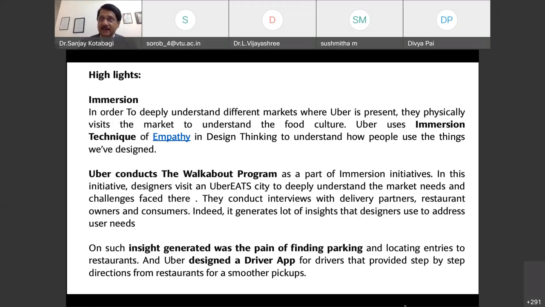Immersion is the deeper level of empathy. So there I understand their pain points very clearly and then provide them a co-created solution. See, there are many challenges Uber Eats had. Okay, so one among them, like the last paragraph says, is the pain of finding parking. Many times people would stop going to a particular place to eat just because we do not get proper parking facilities. So what they did is they designed a driver app. The moment you enter that particular zone, it gets activated and it will navigate you to the parking lot. This is the best way to understand the pain points of the people for a particular reason.